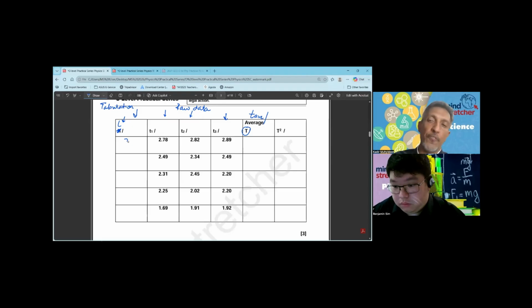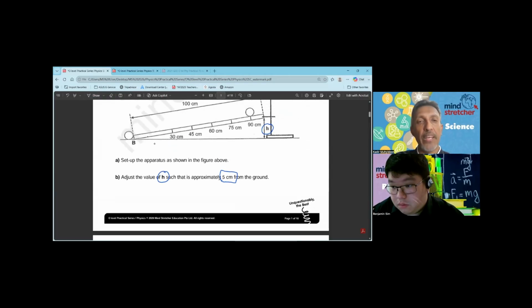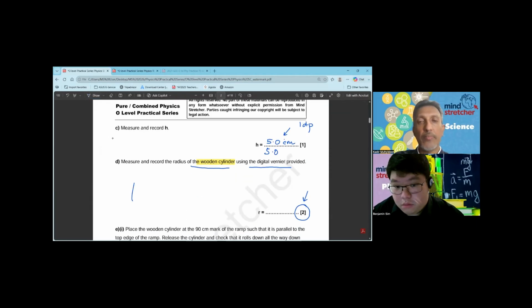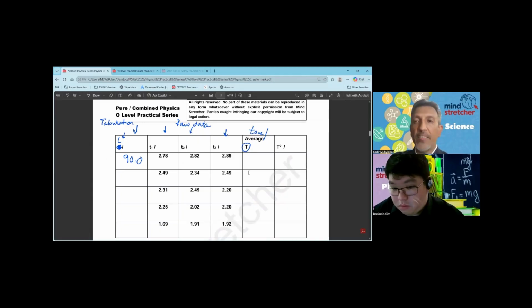And this, let me show you the first value here, 90. Do I record it as 90? No, 90.0. So look at the setting there. This one should be L, not H. 90. And what is the variation that we are doing? We are varying 75, 60, 45, 30. Okay, guys, let me give you about 2 minutes to complete this table and then we discuss.